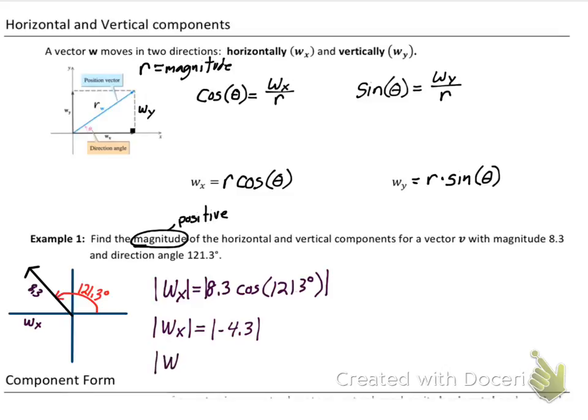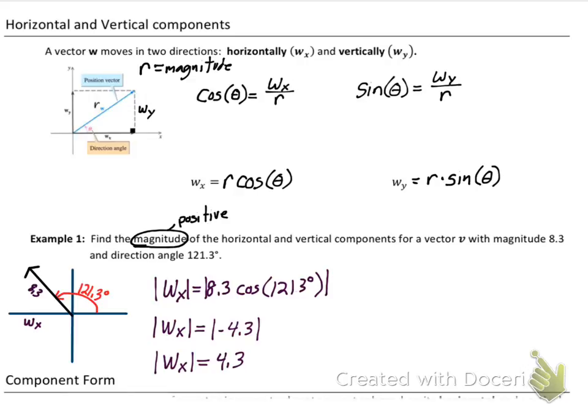That means the magnitude of my horizontal component is 4.3. And note, I leave the absolute value bars on. Those absolute value bars tell me I am finding the magnitude. All right, this tells me the magnitude of my horizontal component is 4.3. So those absolute value bars need to stay there when you're talking about magnitude.